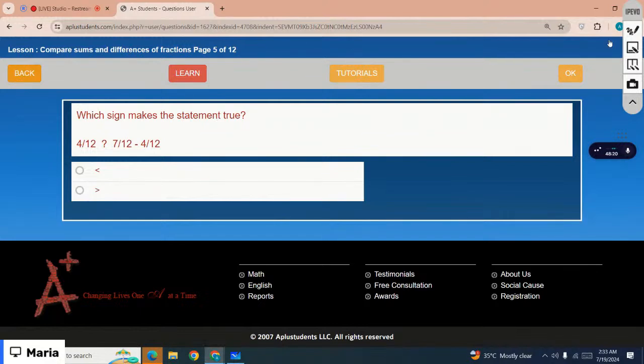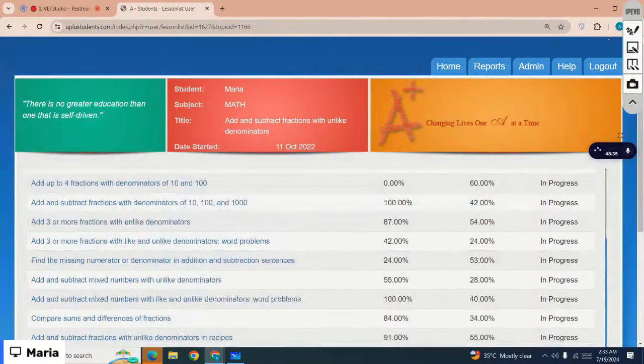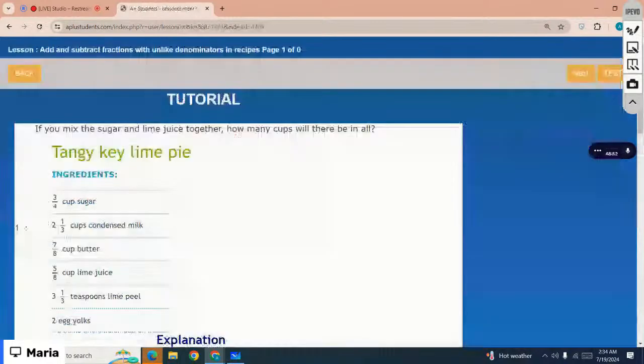Okay, you can complete the lesson by yourself later today. Let me just move on to the next lesson. The next lesson is add and subtract fractions with unlike denominators in recipes. Okay, let's start with the practice question.